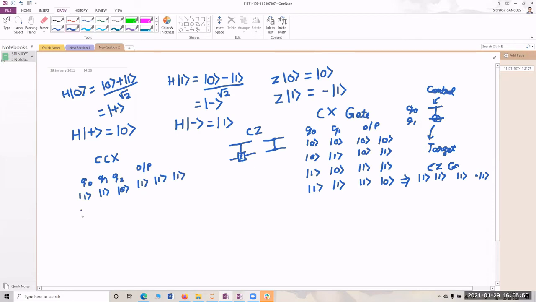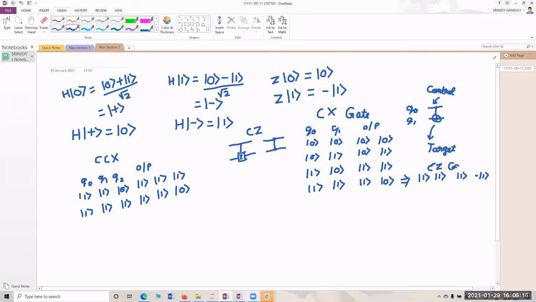And similarly, if this is one, and now if you have this state as one, then you will get one, one, and zero as the output. So the third qubit, Q2, is being flipped.